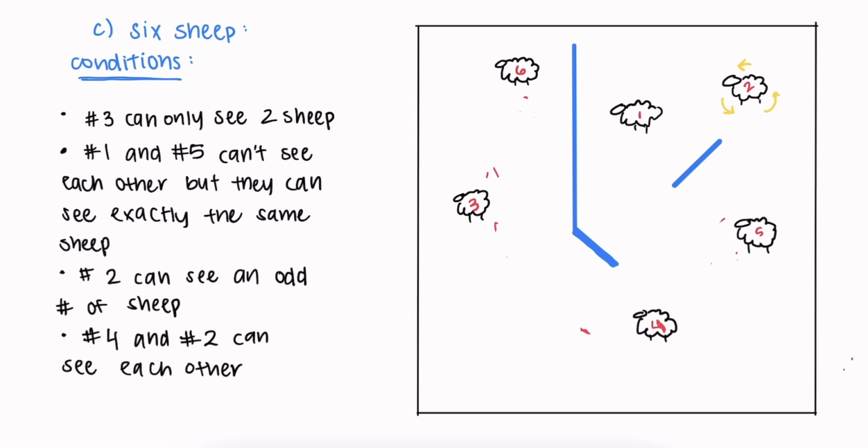So to see if the conditions are all satisfied, number 3 sees 2 sheep. Number 1 and 5 can't see each other, but they do see number 4 and number 2, the same sheep. And then number 4 and 2, they can see each other. So this is going to be the configuration for pattern C.